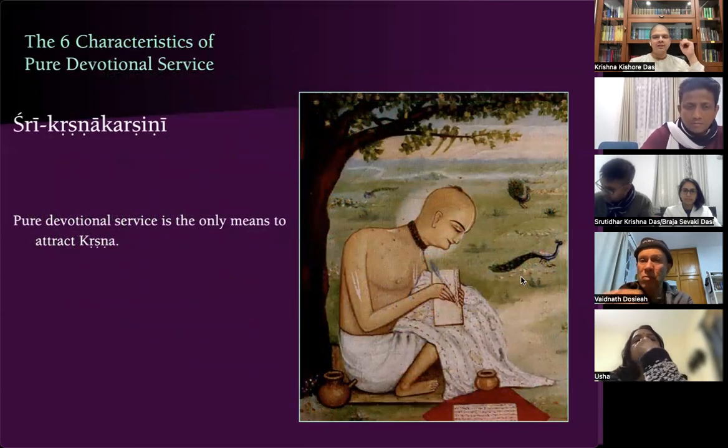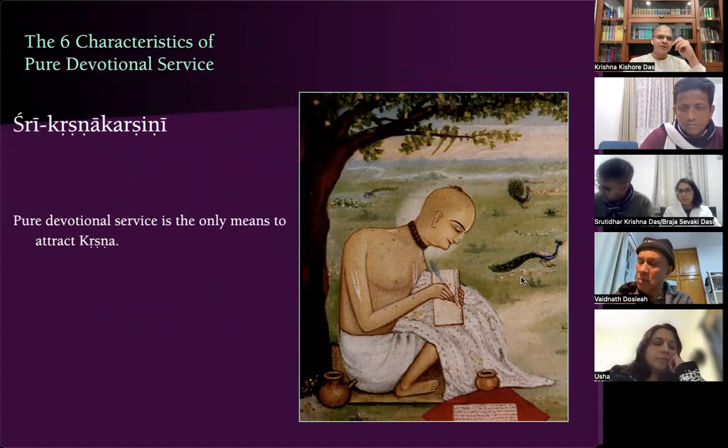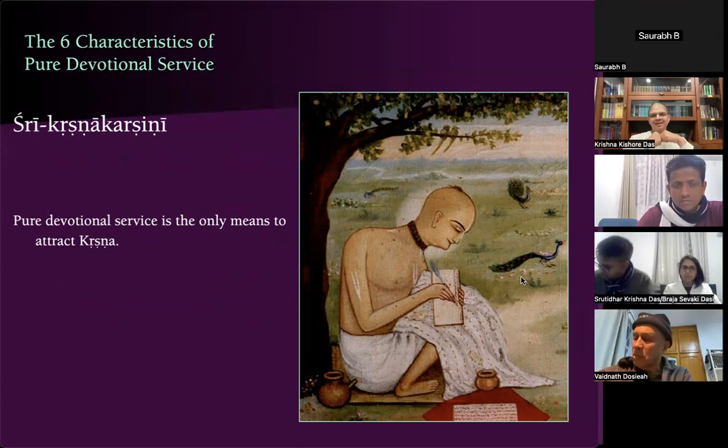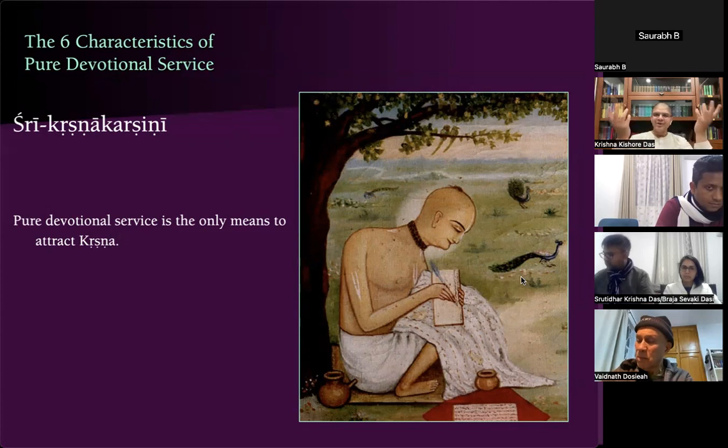And the last quality is Krishna Akarshini. Devotional service is so powerful that it attracts Krishna. Nothing can attract Krishna because Krishna is all attractive. Krishna attracts everyone. But bhakti is more powerful in the sense of attraction. It attracts the all attractive. That is the speciality of bhakti.